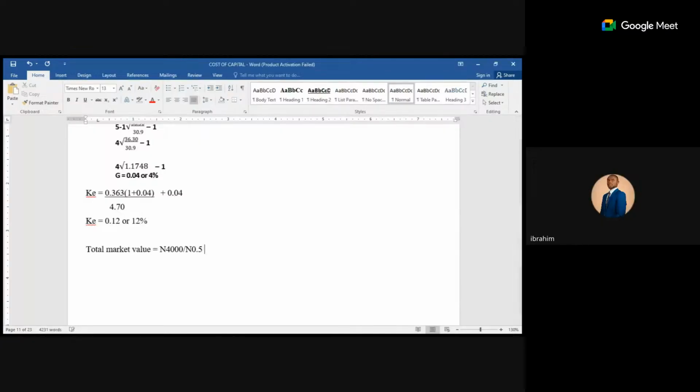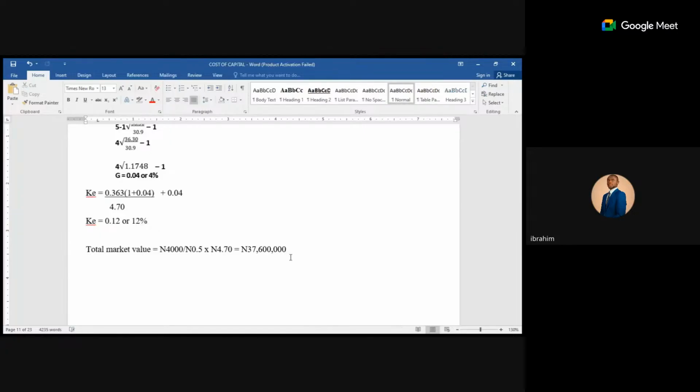Okay. Times, what is the market value? 4.70. So what is the total market value? 37,600. We should not forget that it is a million, right? Yes, million. You can just put it like this.